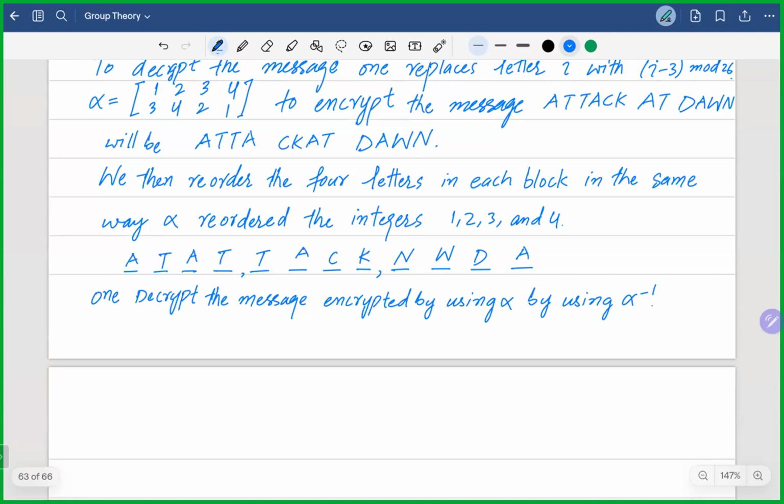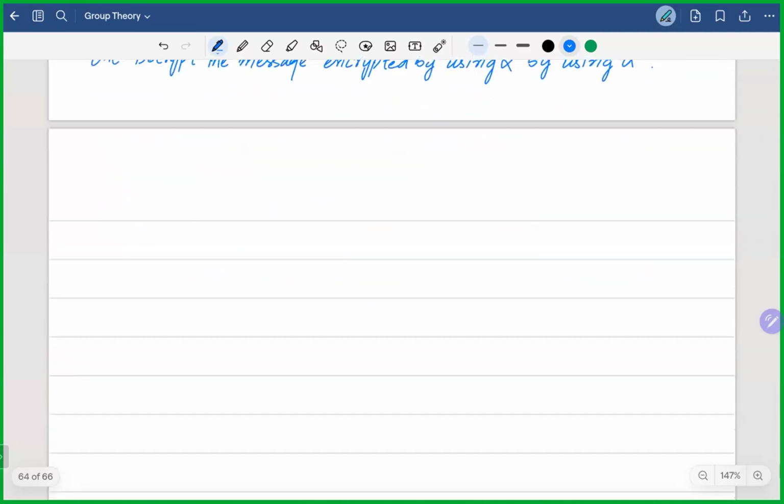Okay, so this is how we use the permutations to encrypt the messages. Perfect. Now let's talk about another one. You can actually name it, that is Rubik's cube.